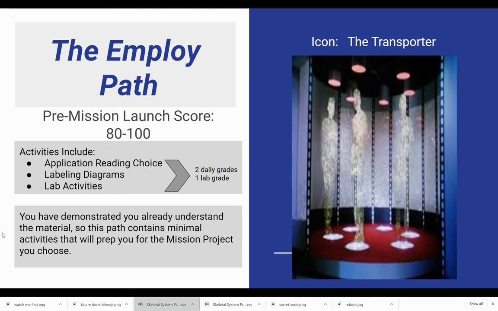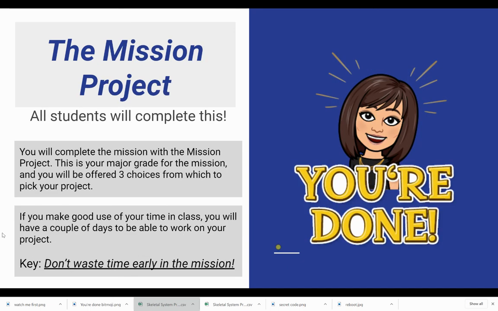Okay, when you get to the end of the Echo or employee path, then you'll be taken to the mission project. So all students will complete a project. This is your major grade for the mission, and you always have 3 choices at least from which to pick your project. So here's the key.